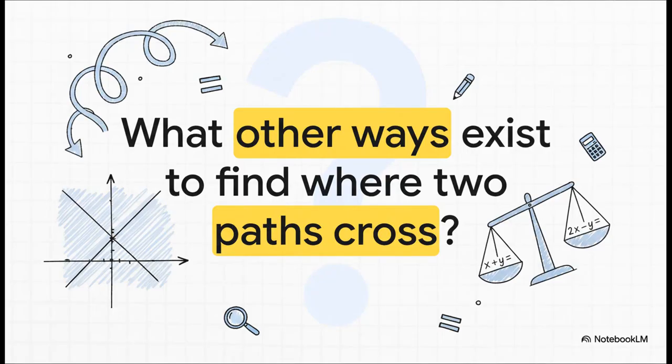So, you've seen just how powerful graphing can be, right? It lets us find that one unique answer that makes two different situations true at the same time. Which gets me thinking, now that you know how to find this intersection point using a picture, what other ways could there be? Are there ways to find that exact same spot without ever having to draw a thing?